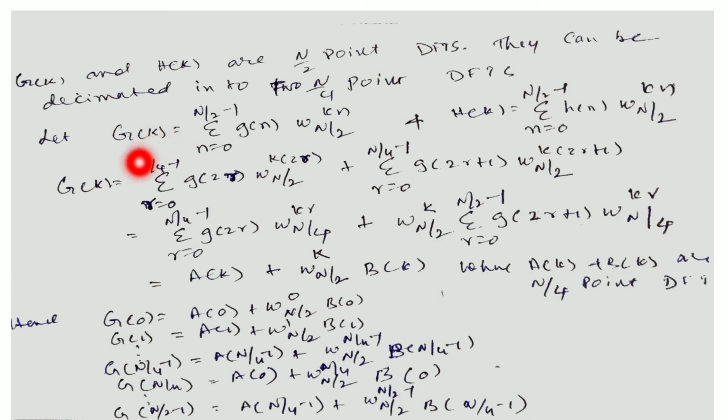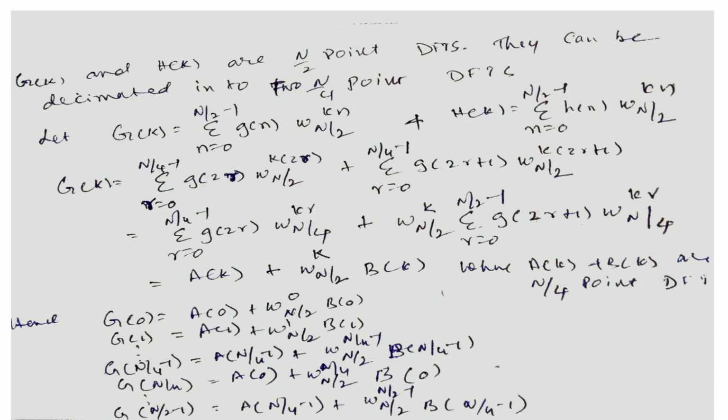Now, let us assume that g of k, which is a n by 2 point DFT, is written as g of k is equal to summation g of n wn by 2 power kn with n equal to 0 to n by 2 minus 1. It's a n by 2 point DFT. Similarly, let us represent h of k is equal to summation h of n with n equal to 0 to n by 2 minus 1 into wn by 2 power kn. This is also an n by 2 point DFT.